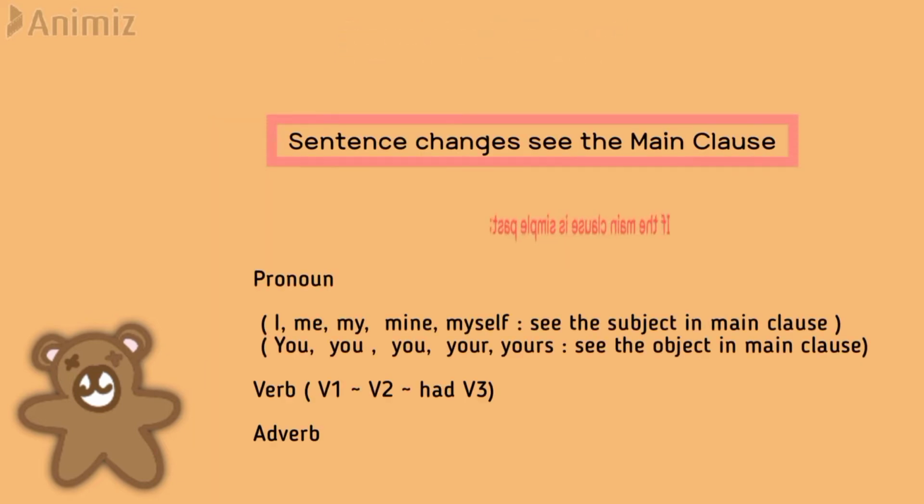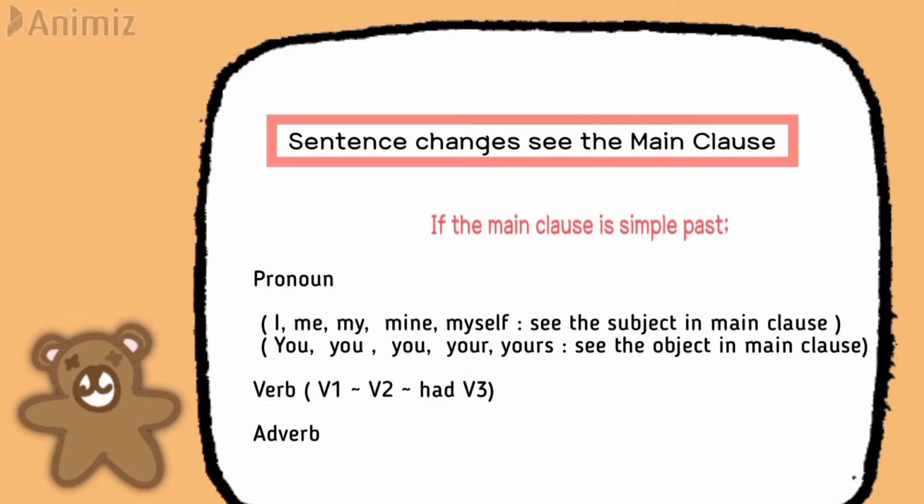And for sentence change, see the main clause. If the main clause is simple past, there are three changes: the first pronoun, verb, and adverb. Once again, if the main clause is simple past, there are three changes in an indirect speech sentence. The first, pronoun, verb, and adverb.